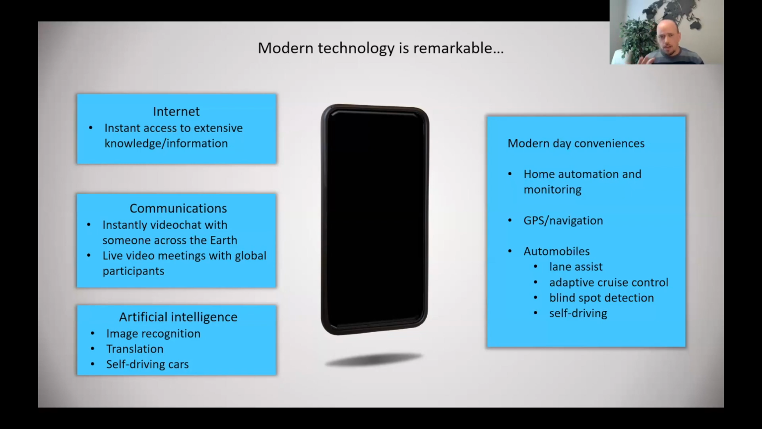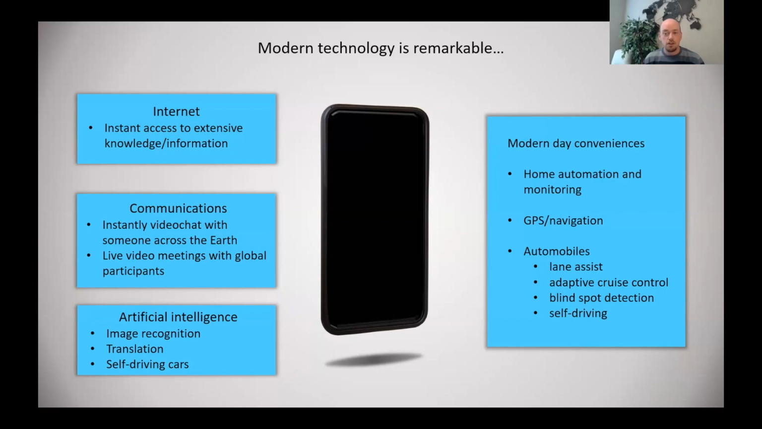Reflecting on these things, you can think about some modern day conveniences. I know from my perspective, things like home automation and monitoring are almost game changing. I'm the type of guy that if I go away on a trip with my family, I'm always stressing about, do I have a water leak at home? Is my house flooding or something like that? But now with home automation, you don't have to bother your neighbors to check in on your house.